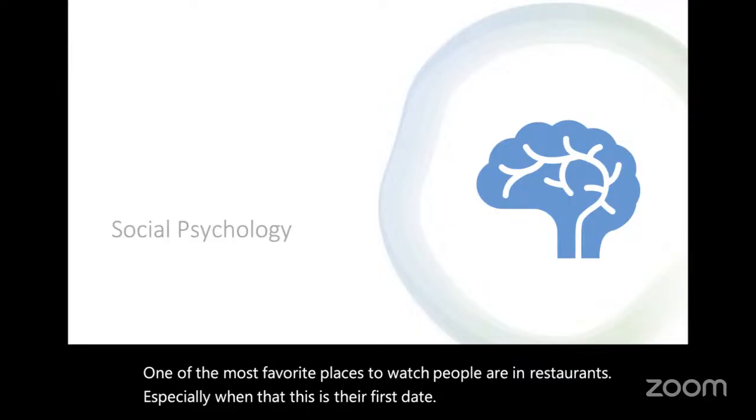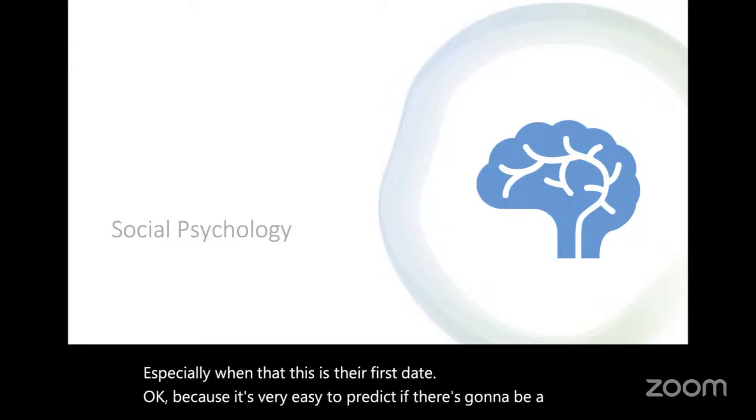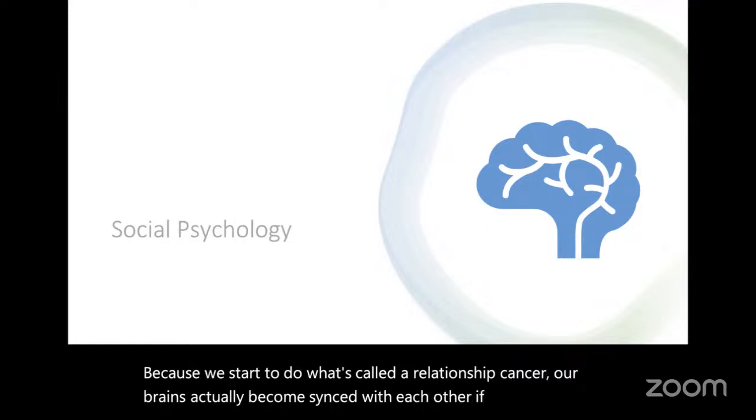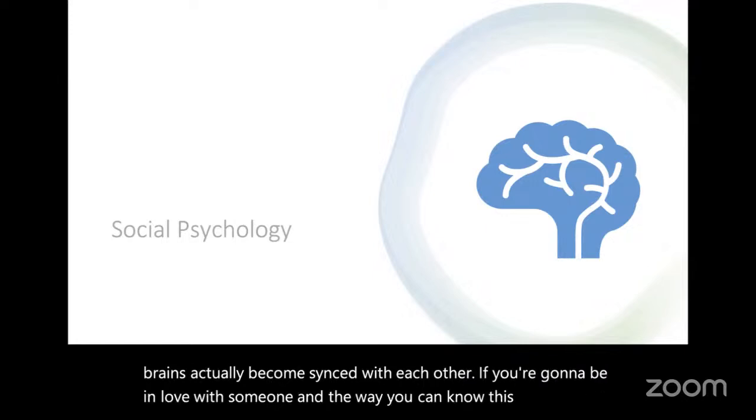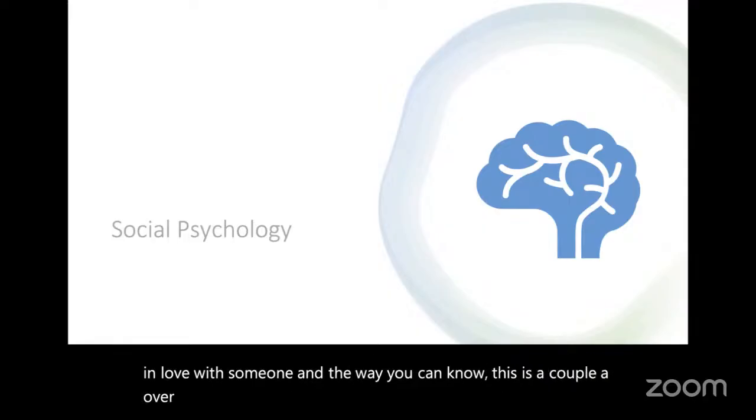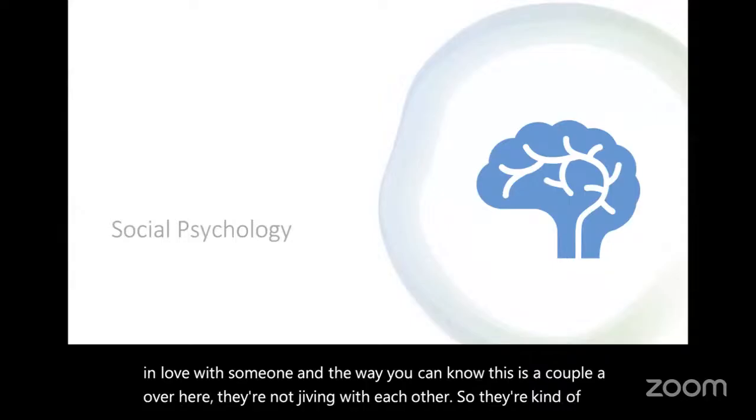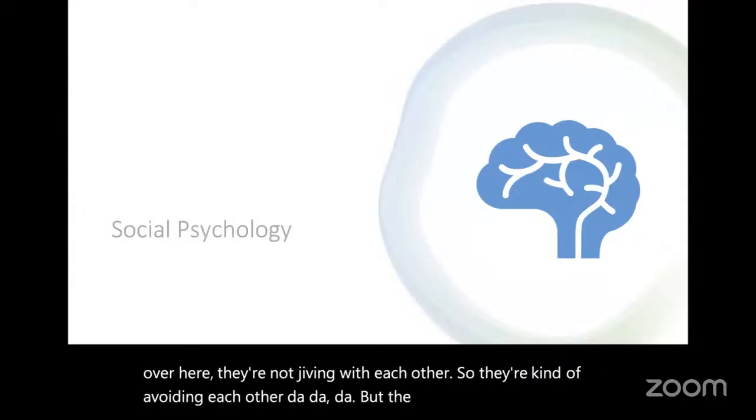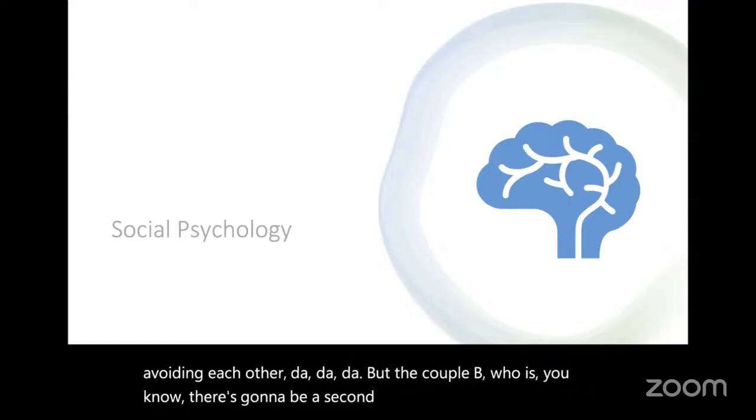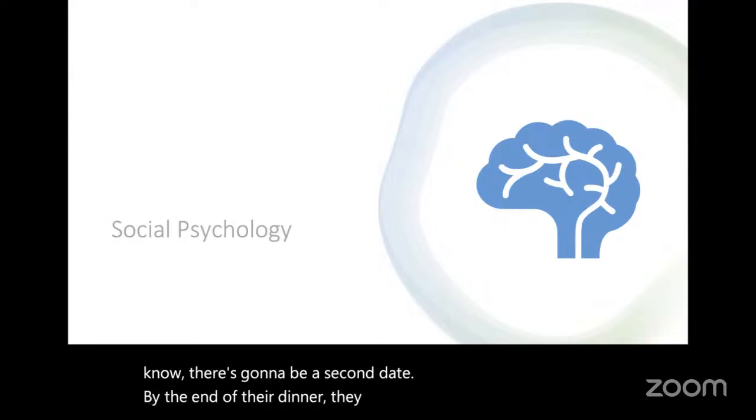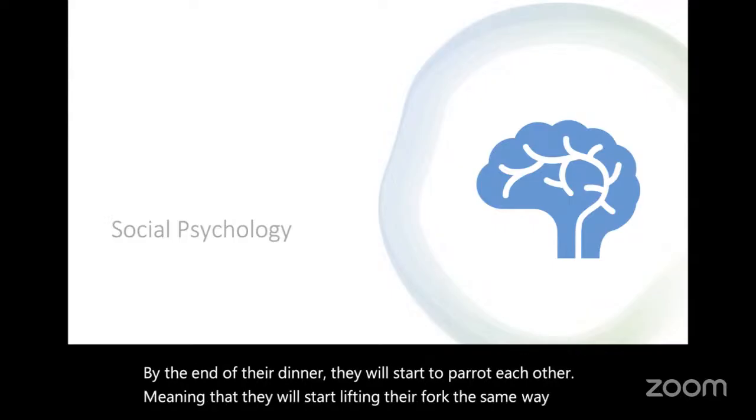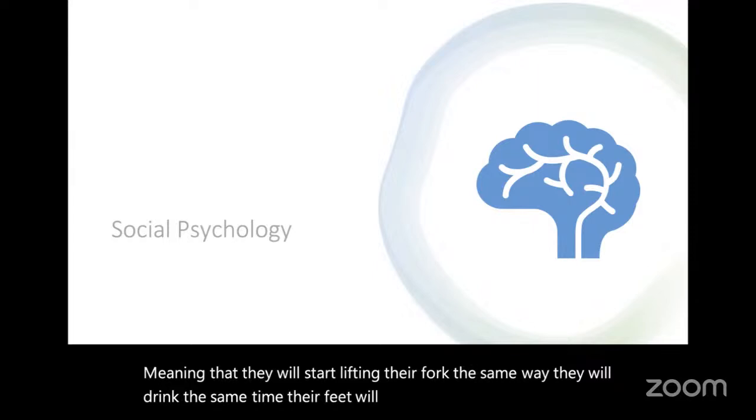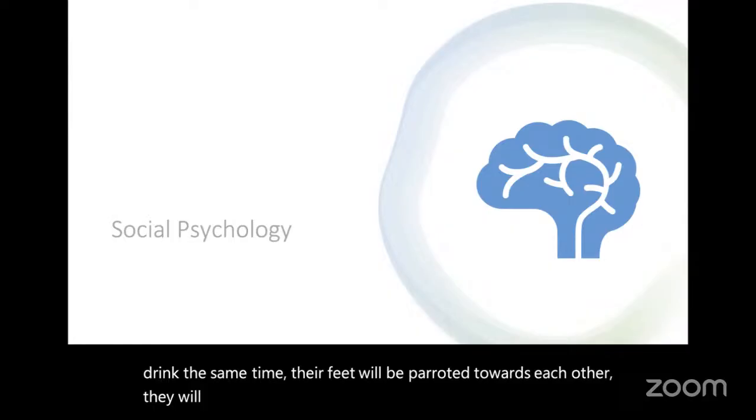Okay. Because it's very easy to predict if there's going to be a second date because we start to do what's called a relationship dance. Our brains actually become synced with each other if you're going to be in love with someone. And the way you can notice this is a couple A over here, they're not jiving with each other, so they're kind of avoiding each other. But the couple B, who is going to have a second date, by the end of their dinner, they will start to parrot each other, meaning that they will start lifting their fork the same way, they will drink at the same time, their feet will be pointed towards each other, they will mimic each other's behaviors.